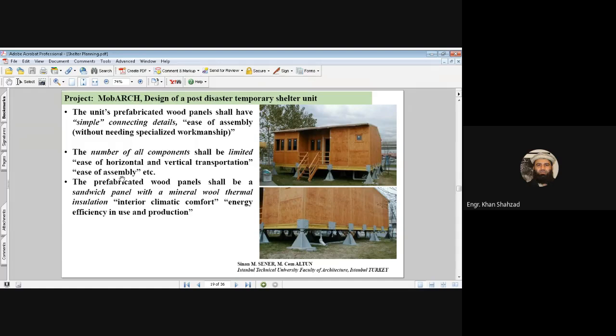Ease of assembly. So the number of all components shall be limited, as few as possible, so that you can easily transport it to the site, and you can also move it in the horizontal direction as well as in the vertical direction easily, and assemble it easily on site. The prefabricated wood panels shall be a sandwich panel. What is meant by a sandwich panel? Naeemullah?